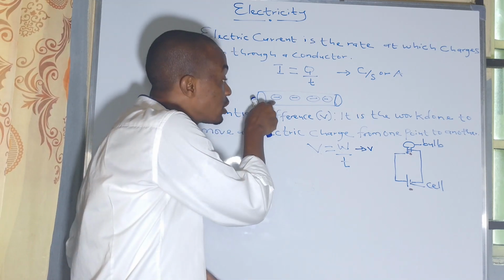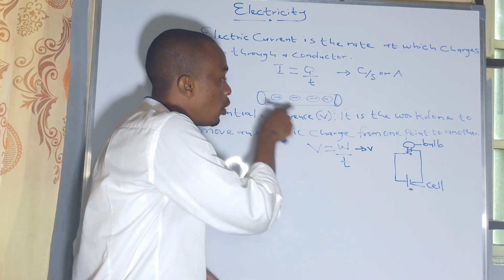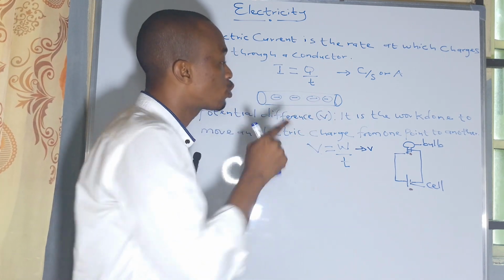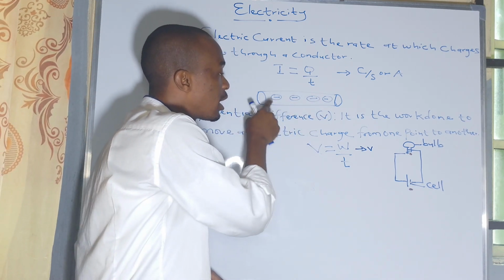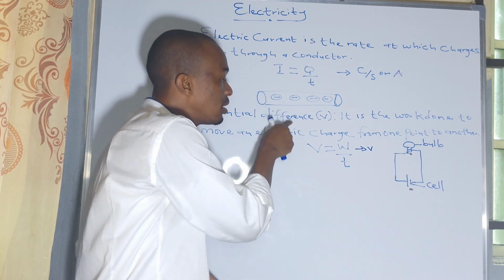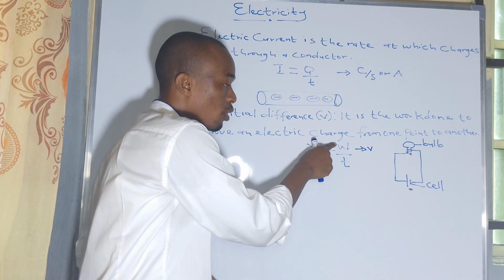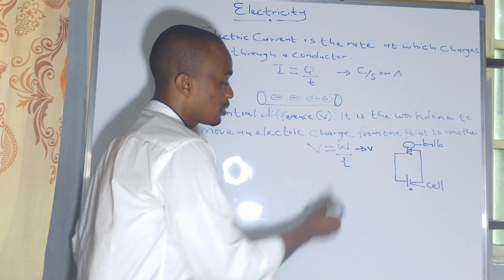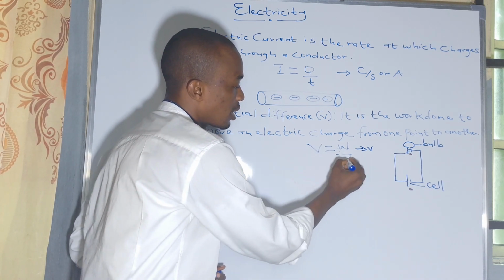So for us to cause these electrons to move, we have to do work. And the work done on a unit charge, in order to move that unit charge from one point to another, is called potential difference. The work done per unit charge. Sorry, this is not supposed to be time. It's supposed to be charge. Sorry.